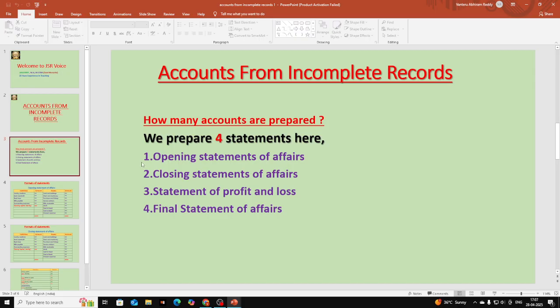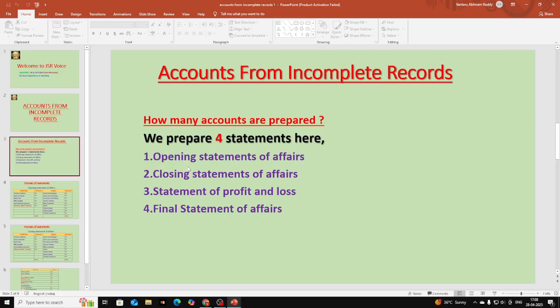First statement is opening statement of affairs. Statement of affairs means balance sheet. Opening statement of affairs means opening balance sheet. This opening statement of affairs is prepared with the help of the details provided in the question at the beginning of the year or on the opening day. With that information we prepare opening statement of affairs.